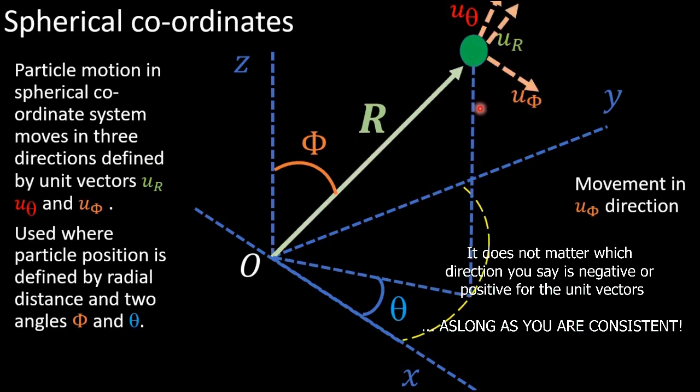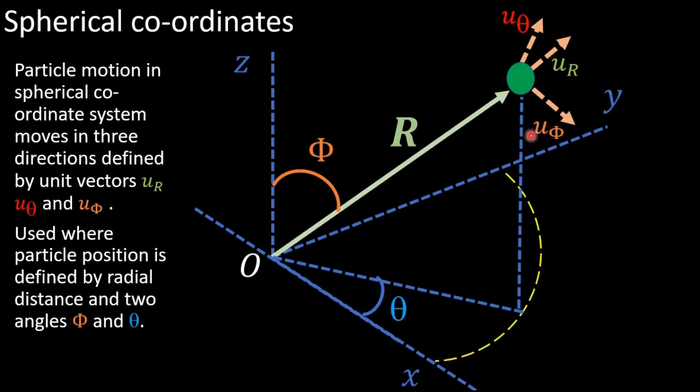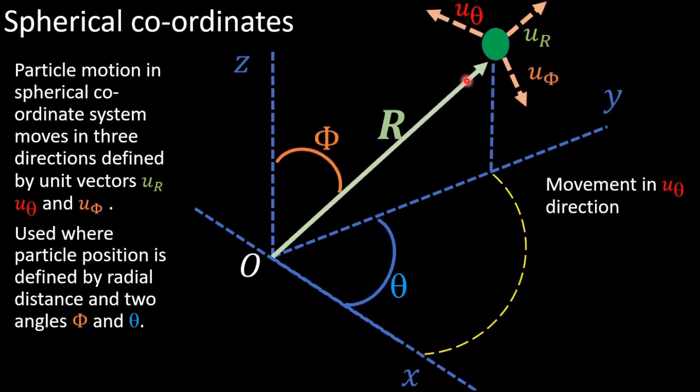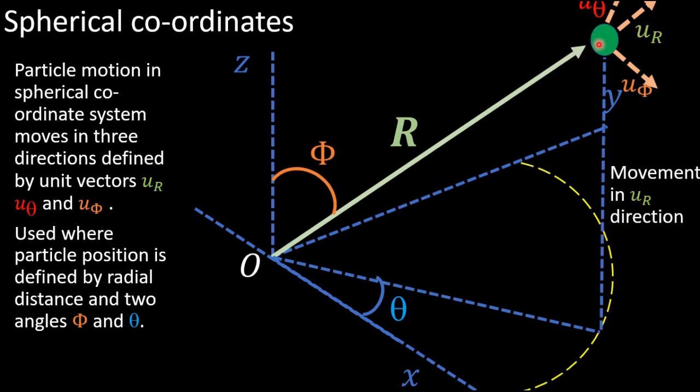So that is movement in the u sub phi direction, and that is in the direction of u sub phi over here, so this unit vector. And we've got u sub r there, which is in the direction of r. And we've also got movement in the u sub theta direction. So when theta is increasing, that would be in the direction of u sub theta. You can see theta's increased and phi has stayed as it was. And we've also got movement in the u sub r direction here.